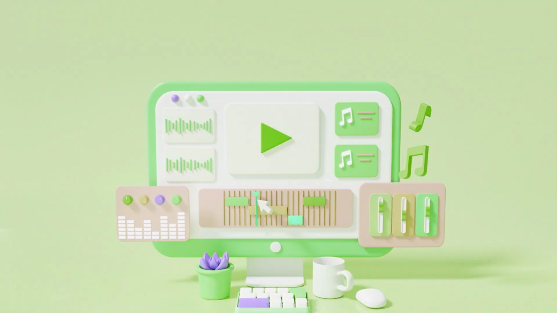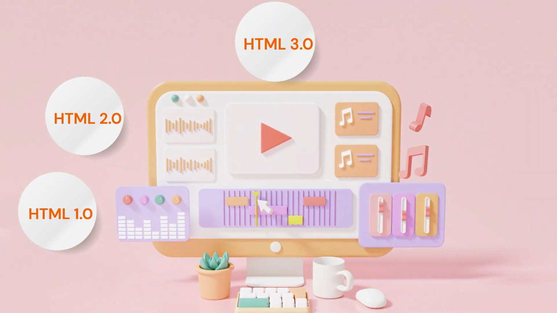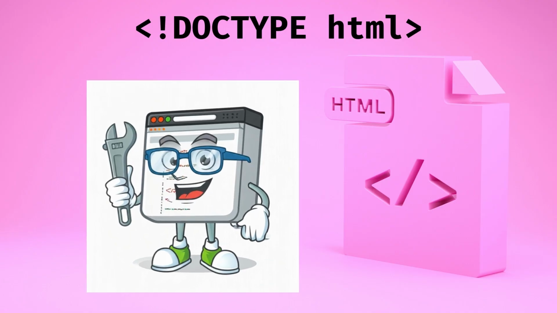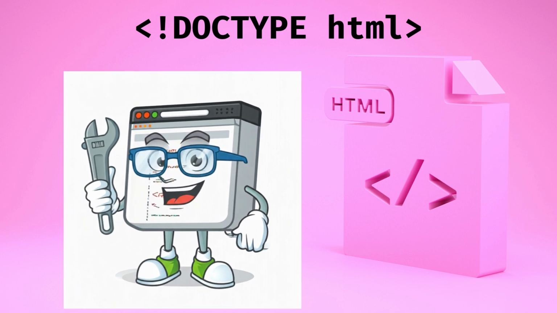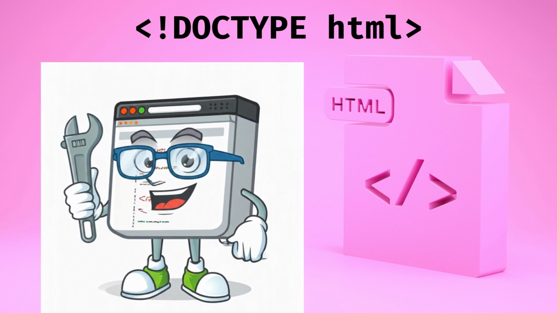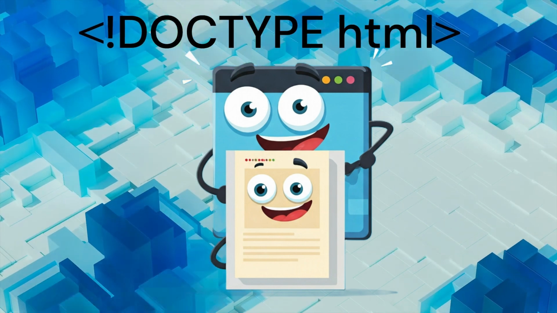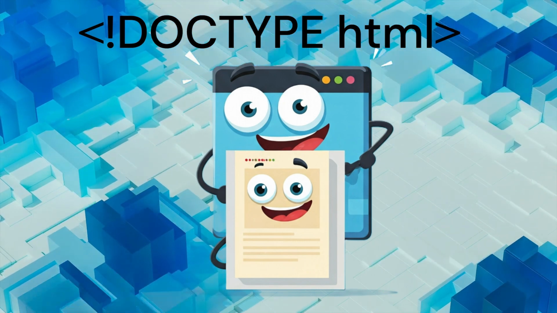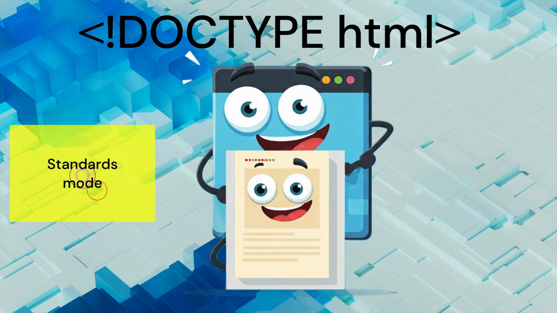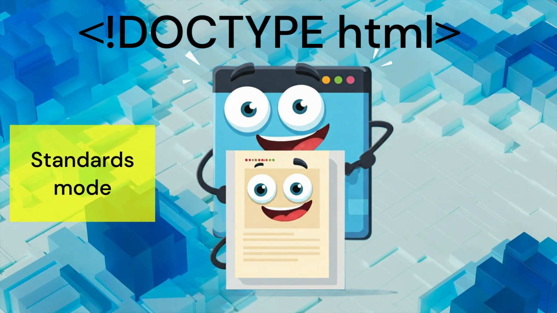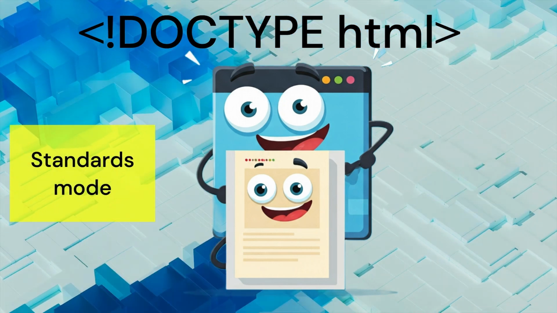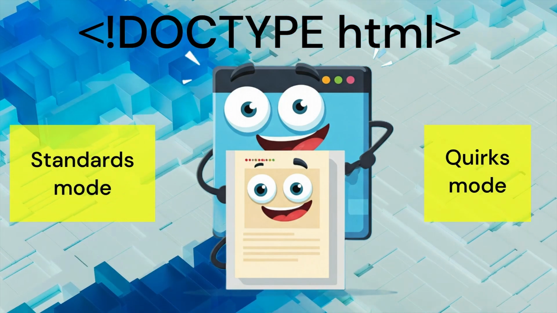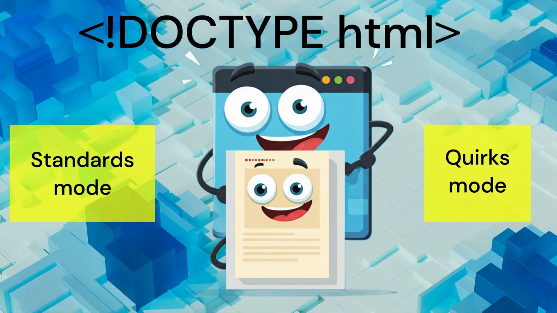HTML has evolved over time with new versions introducing new features and sometimes deprecating older ones. Browsers use this doctype information to maintain backward compatibility and handle different versions of HTML appropriately. So, this line tells the browser, hey browser, this is modern HTML. Use the latest standards. This activates something called standard mode. Without it, the browser might fall back into Quirks mode, trying to imitate old, outdated browsers. This can lead to all sorts of display issues and inconsistencies.